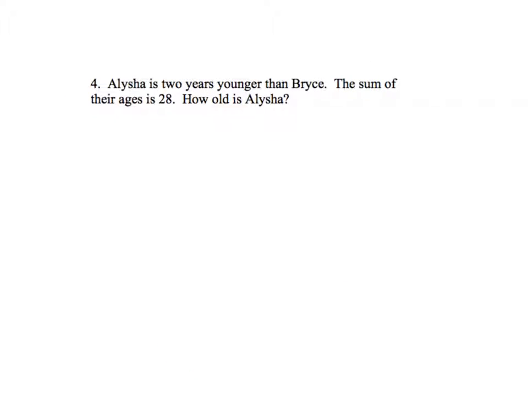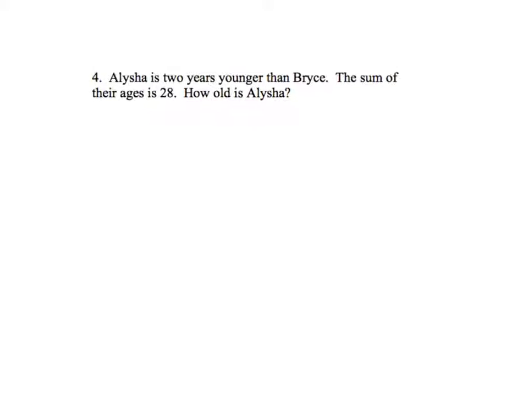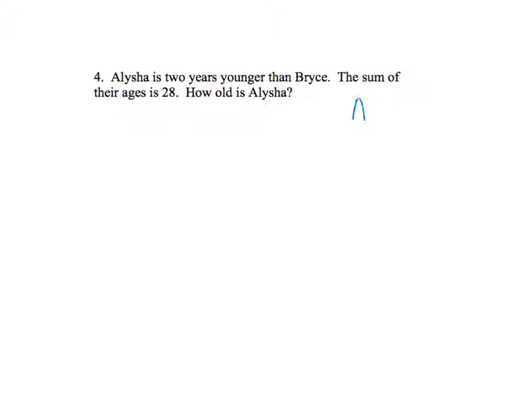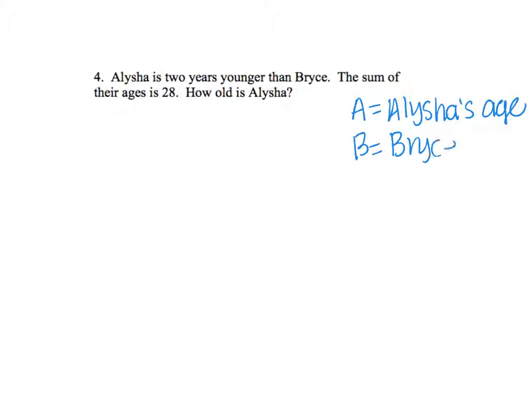Problem number 4 reads, Alicia is 2 years younger than Bryce. The sum of their ages is 28. How old is Alicia? So I need to answer how old Alicia is, but I know I'm dealing with age for my variables, so I'm going to say A equals Alicia's age, and B equals Bryce's age, because we don't know his age either.